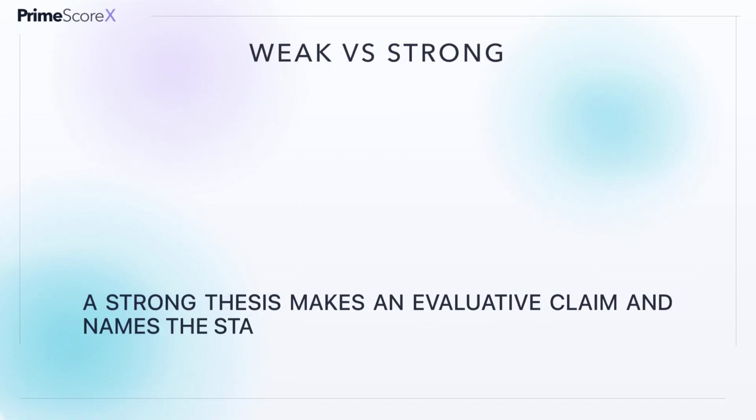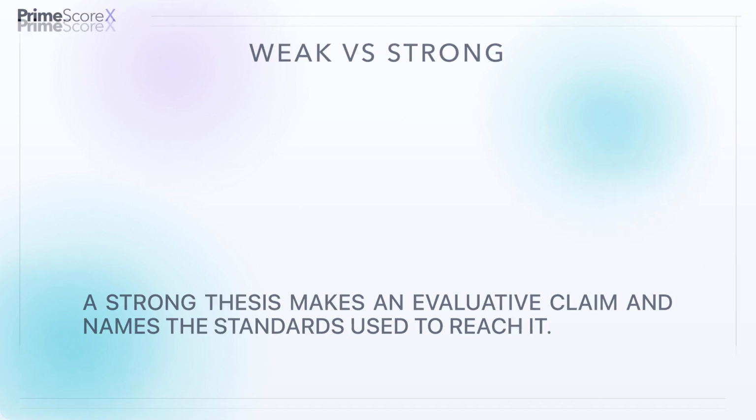A weak thesis says passage 1 is more convincing. A stronger thesis says passage 1 is better supported because it uses relevant data and explains the relationship between the evidence and its conclusion, while passage 2 relies mainly on assumptions. The stronger version gives the essay a roadmap. It tells the reader what the body paragraphs must prove.